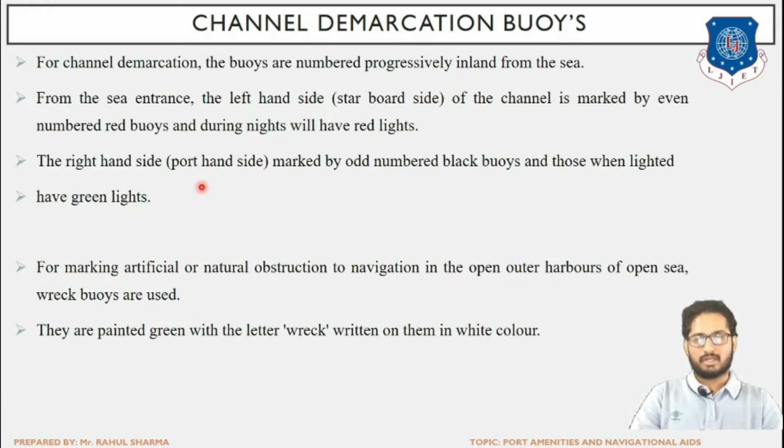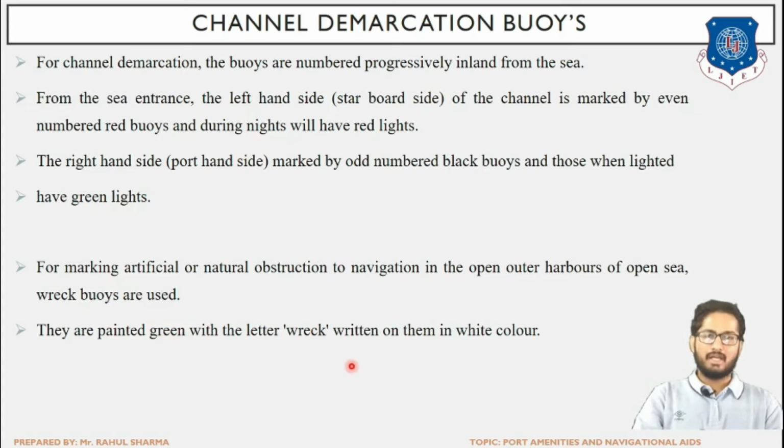For marking artificial or natural obstructions to navigation in an open outer harbor or open sea, wreck buoys are used. Wreck buoys are specifically used for giving an idea regarding a dangerous or hazardous location or point. By viewing the wreck buoy, the navigator gets the idea that he has to move cautiously from the specific area or point. That is the purpose of the wreck buoy. They are painted green with the letters wreck written on them in white color.